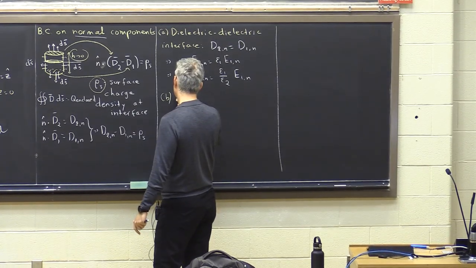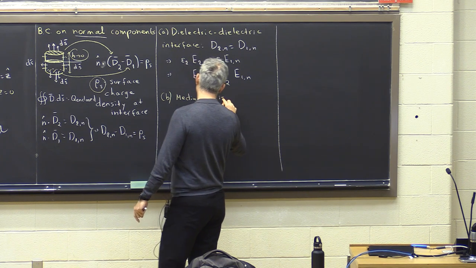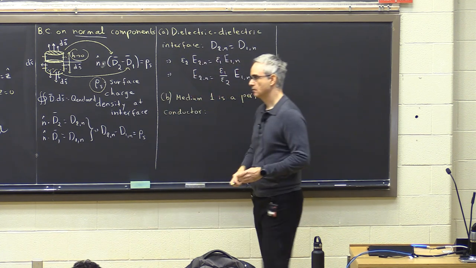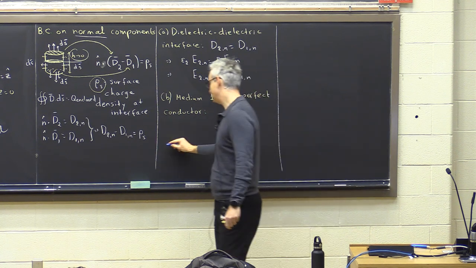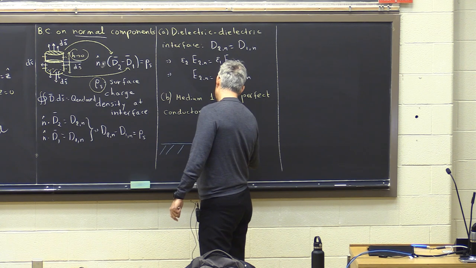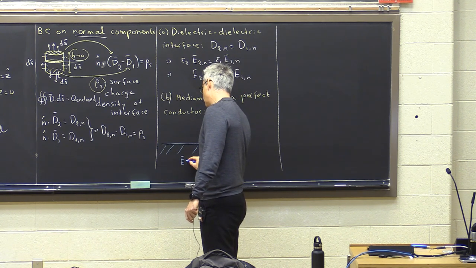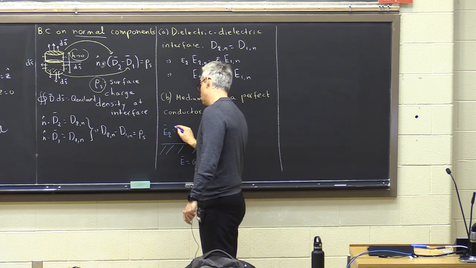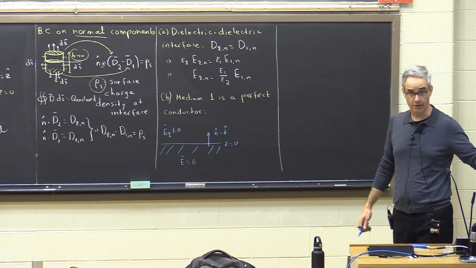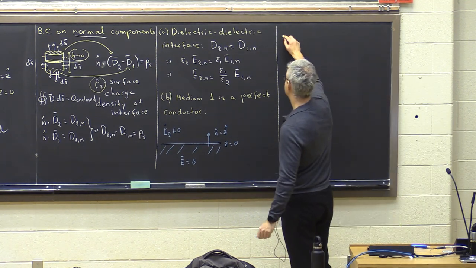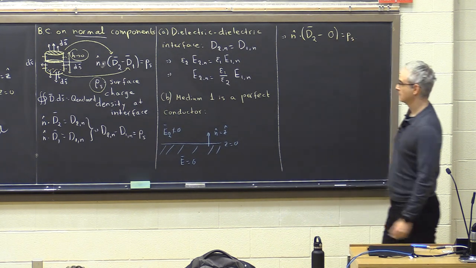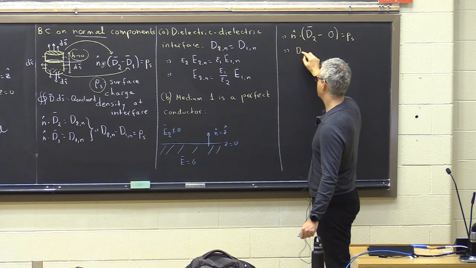So let's take a medium one. So what happens if one of the two is a perfect conductor? That is, if we have a situation like this, perfect conductor at z equals 0, and then in the perfect conductor the electric field is 0, in here the electric field doesn't have to be 0 as we saw in the case of the capacitor. I already gave the answer to the question. In that case, D1 is 0. And therefore, the condition becomes n dot D2 equals rho sub s.